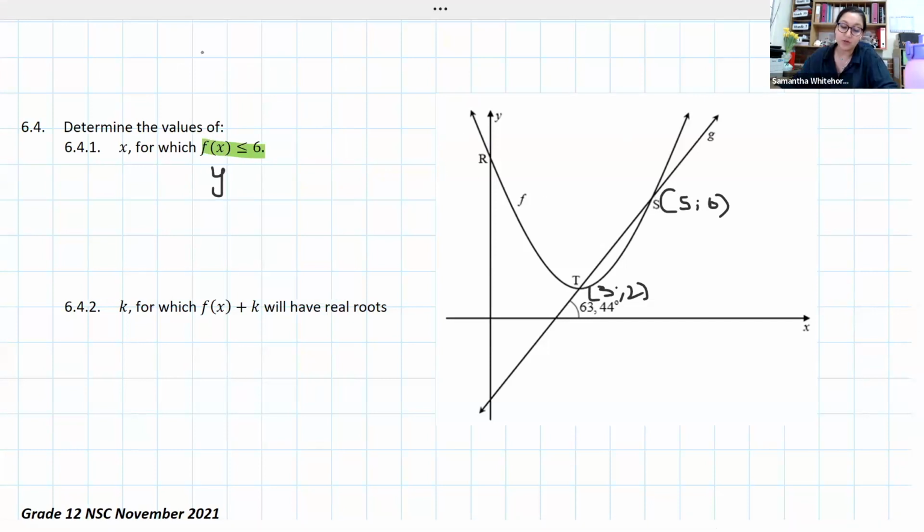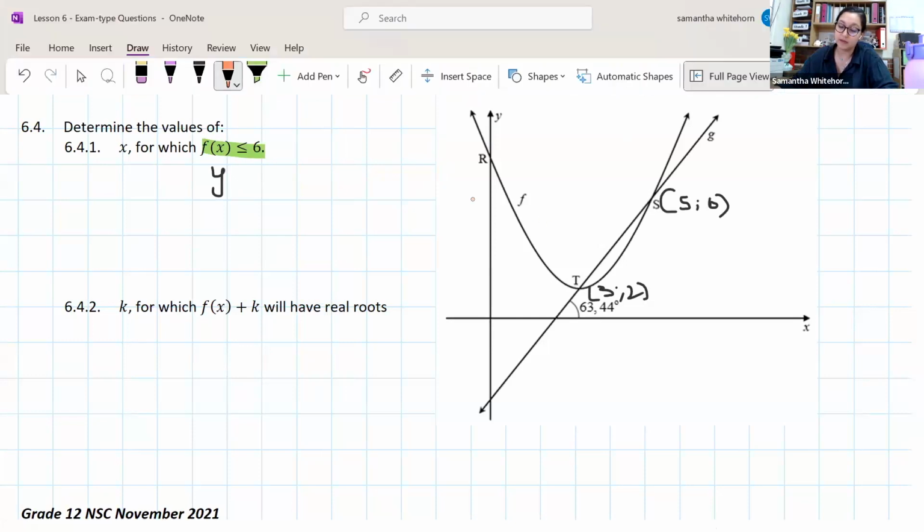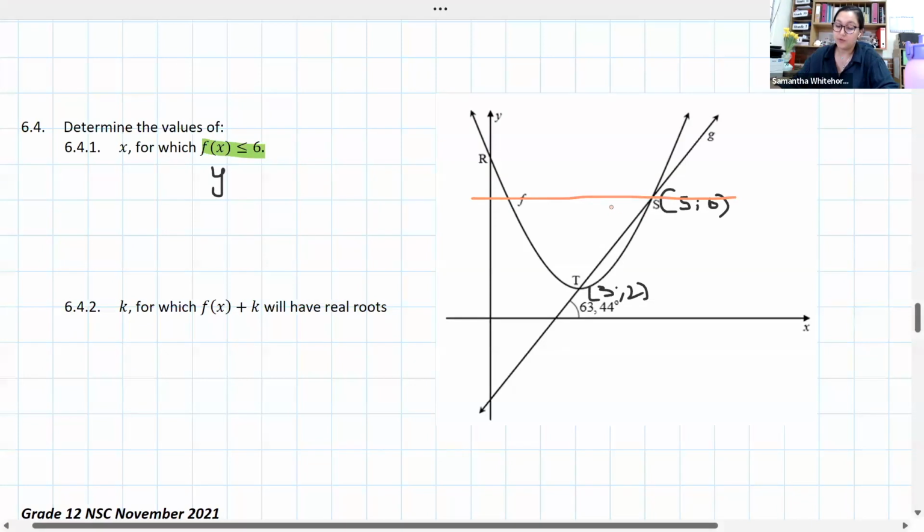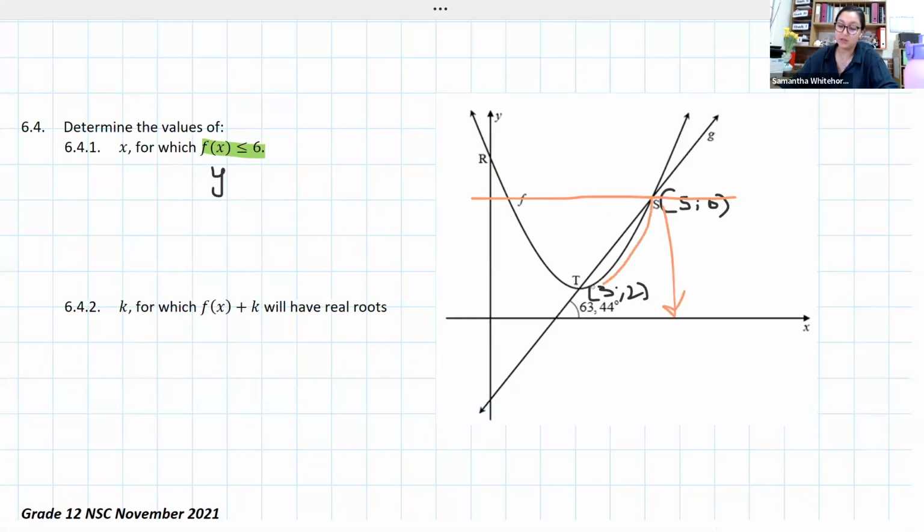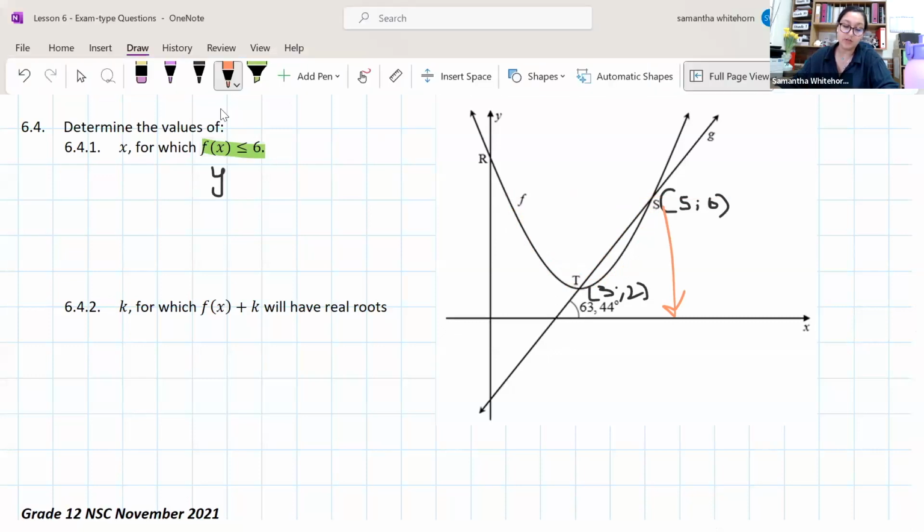Now we've just worked out a y coordinate that is 6. It's going through that point S. So everything below is less than 6. So basically it's asking us to work with this bump of our parabola. It wants to know what x values exist for that bump.